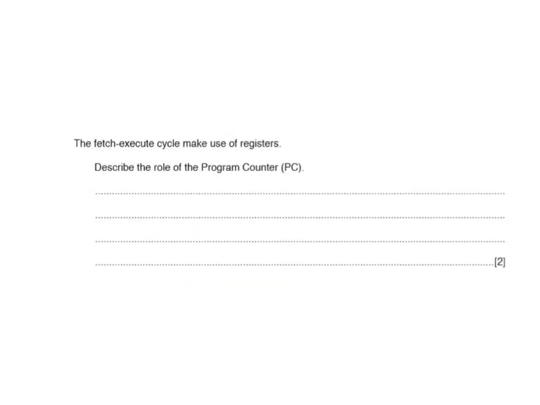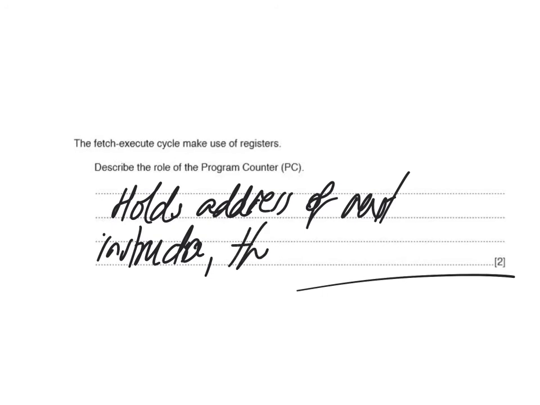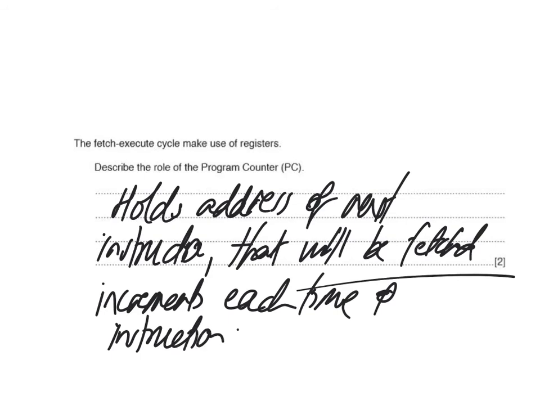Describe the role of program counter. We've already spoken about it. 2 marks is a bit tricky because people will just say basic. So it holds the address of the next instruction that will be fetched. You could even say in there it increments each time an instruction is fetched. Hopefully you can read that writing.